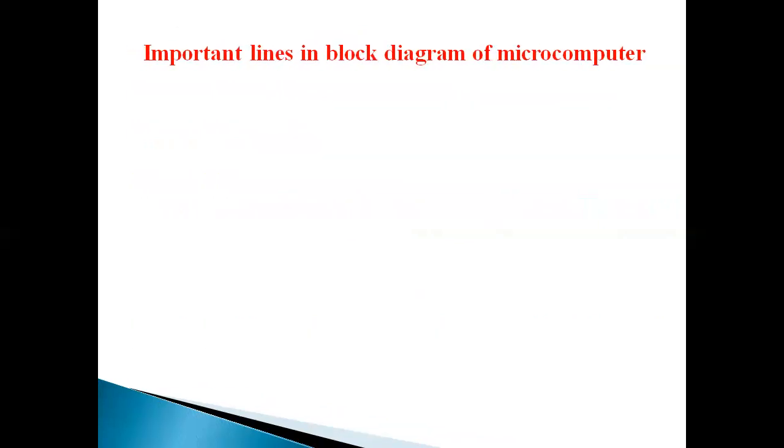So there are important lines in the block diagram of a microcomputer. The first one is the interrupt line. The interrupt line is used to interrupt the microprocessor unit. An interrupt is a condition that allows a microprocessor to work on a different task and then return to its previous task. So it is a signal that requires the attention of the CPU.